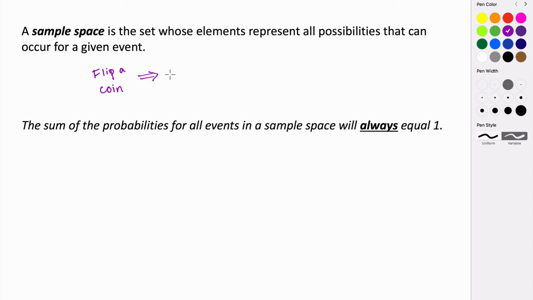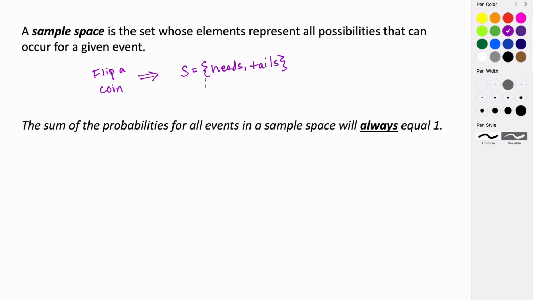What are all of the possibilities that can happen when you flip a coin? Well, when you flip a coin, really, there are only two things that can occur. We can either land heads or we can land tails. These are all of the possibilities that can occur. So this is just the sample space for flipping a coin, either landing heads or landing tails.